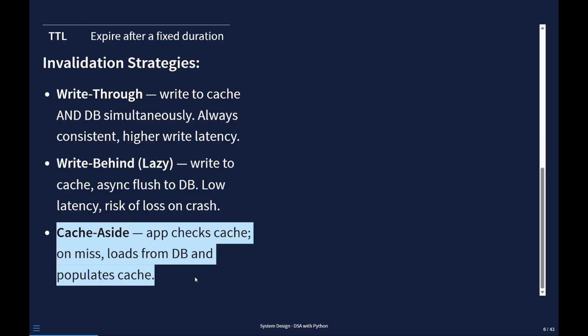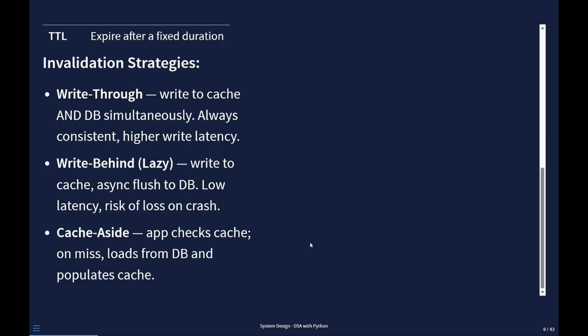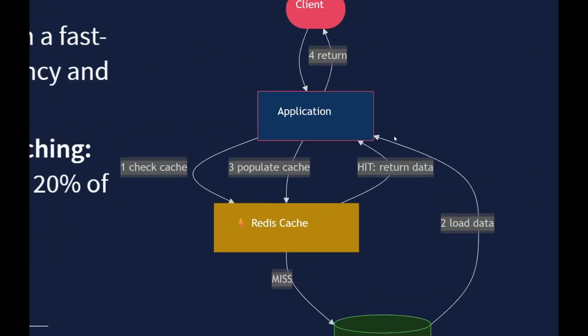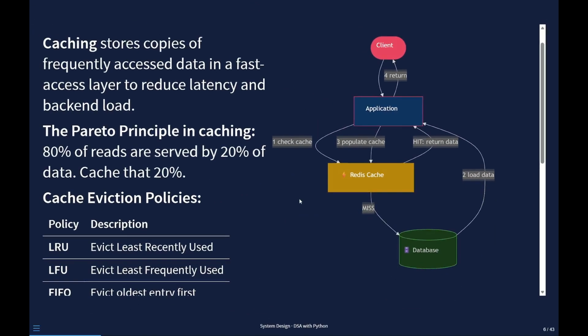Cache aside, the most common pattern. Your application code checks the cache first. On a miss, it loads from the database, and populates the cache. The cache is only populated on demand. The diagram shows cache aside in action. The client hits the application. The application checks Redis. On a hit, it returns immediately. On a miss, it queries the database, puts the result in the cache, and then returns.